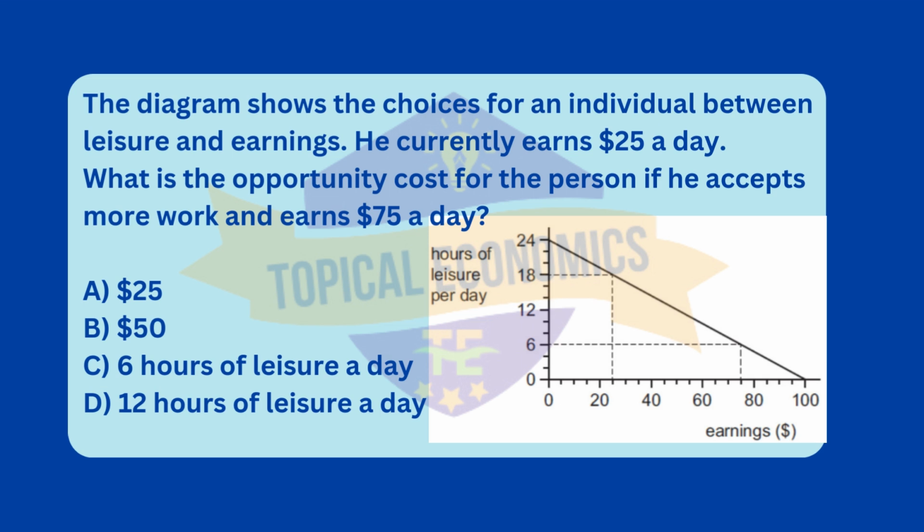The correct answer for this question is option D, 12 hours of leisure per day. In the diagram, we can see that with $25 earnings, leisure hours per day equals 18.